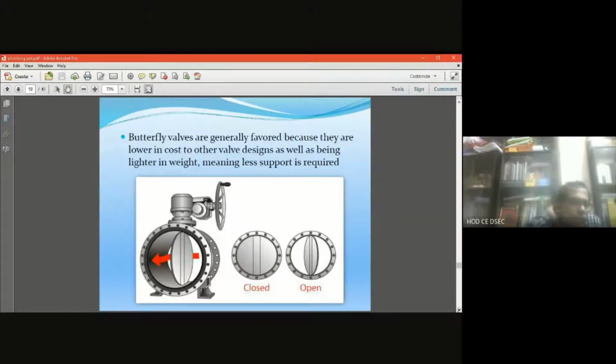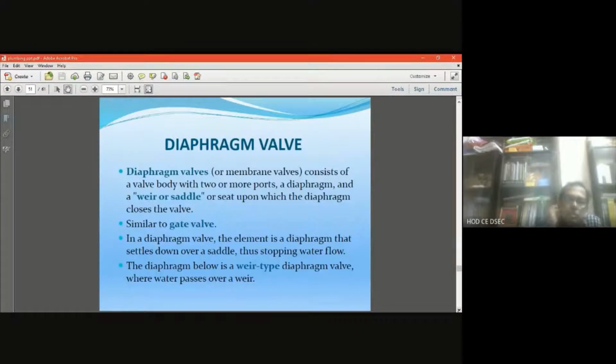Now, what is a diaphragm valve? A diaphragm valve, also called the membrane valve, consists of a valve body with two or more ports, a diaphragm, and a weir or saddle or seat upon which the diaphragm closes the valve. Similar to gate valves, in a diaphragm valve the element is a diaphragm that settles down over a saddle.